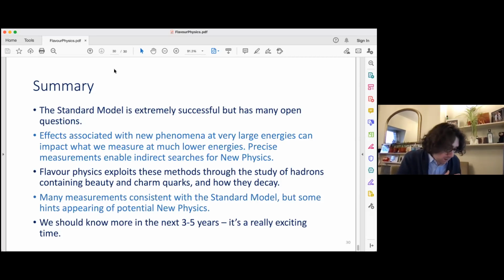We have a vast majority of measurements. It's the real story of the LHC, a vast majority of measurements that are consistent with the standard model, but there are some interesting hints appearing of potential new physics. And this is something that we should be able to understand further on a timescale of the next 3 to 5 years. It's a really exciting time to be involved.